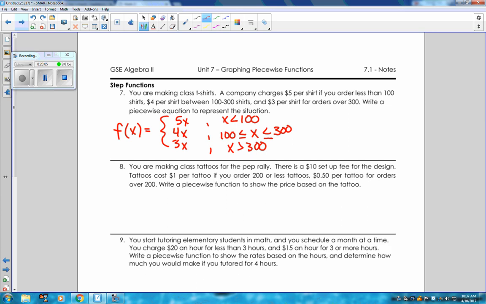If your order is less than 100, that means it has to be less than 100. So it can't equal 100, it has to be less than. You don't put a line. Between 100 and 300 means it can be 100 and it can be 300, so then you put the lines. Orders over 300 means it can't be 300, it has to be over 300. So you just have to read the meaning of the words.